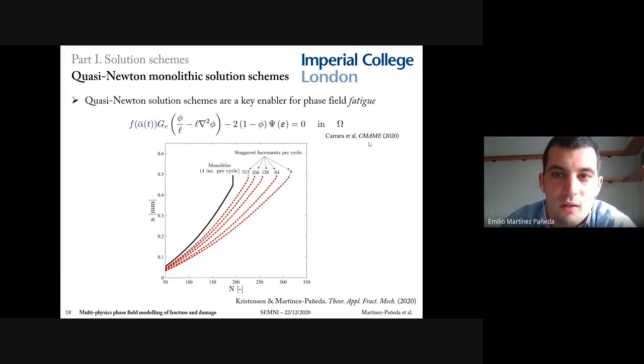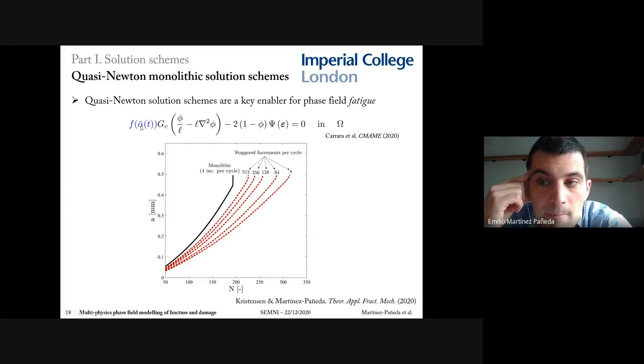And I will finalize this part by just saying that Quasi-Newton solution schemes can be of great importance for the emerging area of phase field fatigue, because one can also extend the phase field fracture to model fatigue by incorporating into the equation the fatigue degradation function that evolves with the number of cycles. And the key thing here is that the staggered approach deviates from the real solution within each cycle, accumulating error and leading to inaccurate predictions.